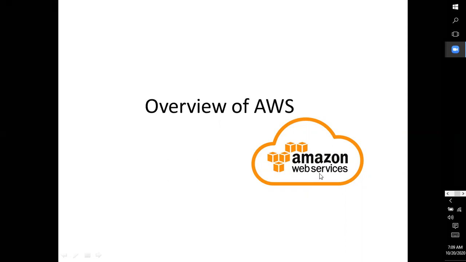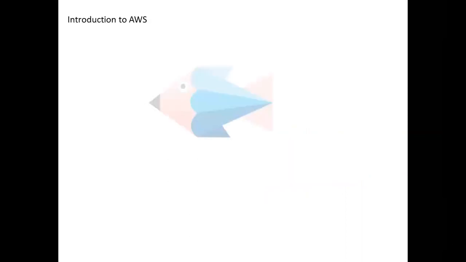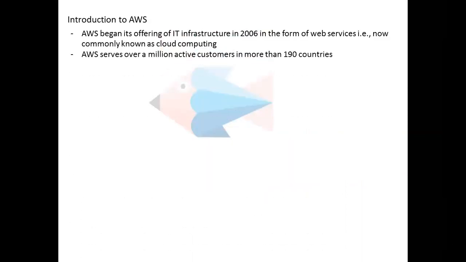Okay, and AWS is a US-based company that started in 2006 in the form of Amazon Web Services. Now we call it cloud computing. That's just an introduction to how AWS was started.